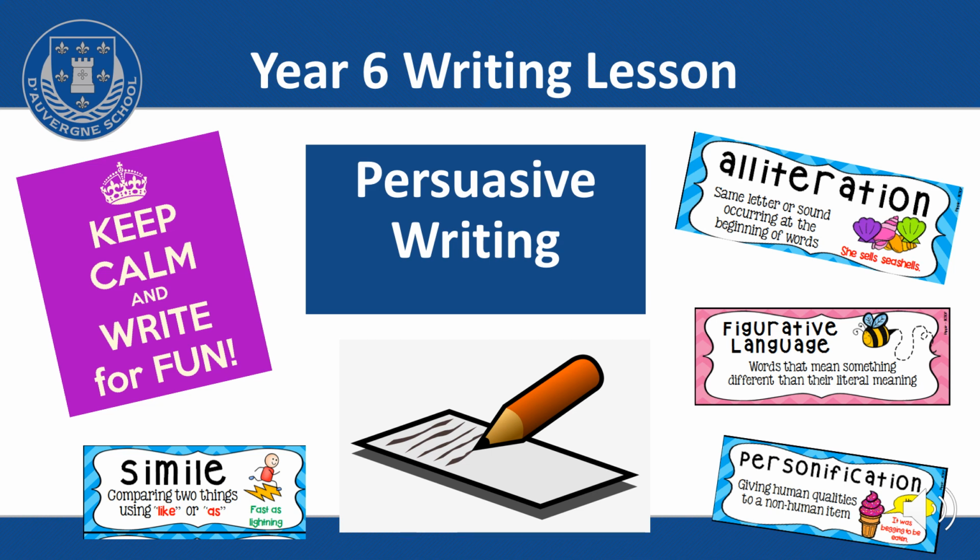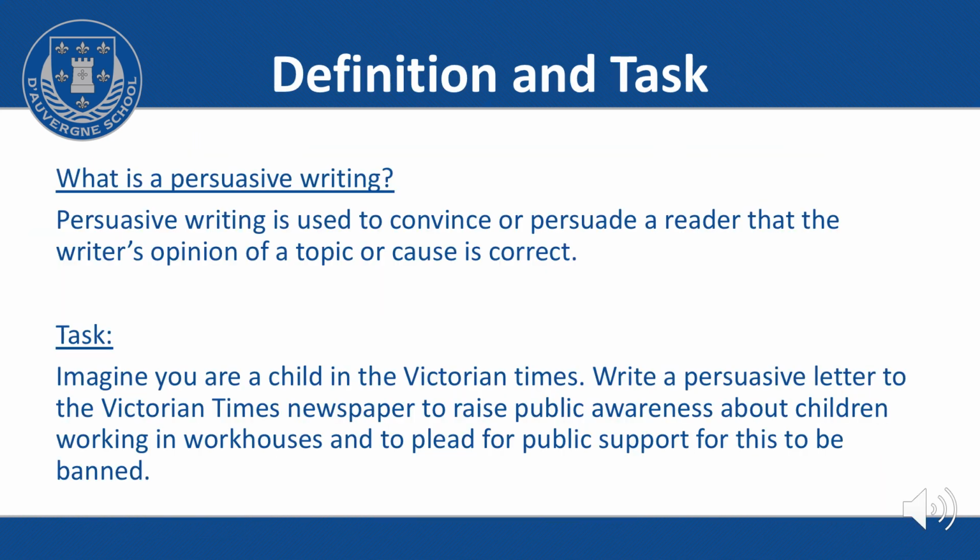Today in our writing lesson and for the rest of this week we are going to be learning about persuasive writing and you're going to be writing a persuasive letter. So, what is persuasive writing? Persuasive writing is used to convince or persuade a reader that the writer's opinion of a topic or cause is correct. And your task this week is going to be to imagine that you're a child in the Victorian times and you're going to be writing a persuasive letter to the Victorian Times newspaper to raise public awareness about children working in workhouses and to plead for public support for this to be banned.